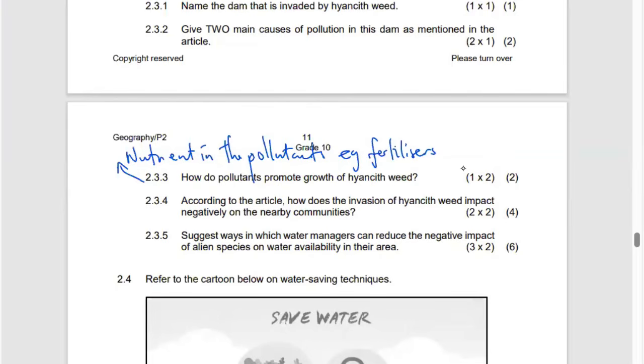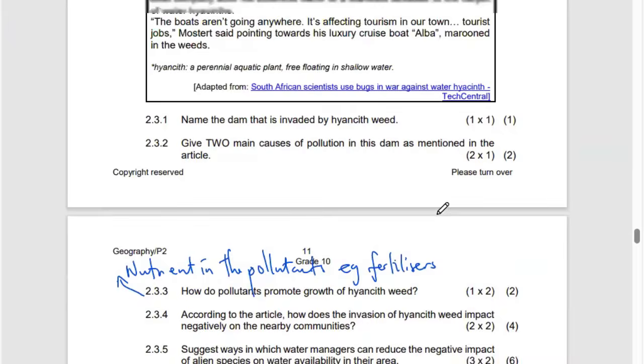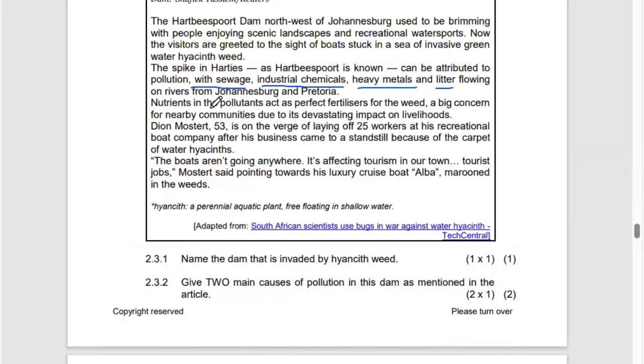So we end up having such typical problems because of the nutrients being added to the water, which will facilitate the fast growth of such a weed, and it will end up invading the whole water body. Right. The next question is saying, according to the article, how does the invasion of hyacinth weed impact negatively on the nearby communities? If we just try to check, nutrients in the pollutants act as fertilizers for the weed. That is the response. Big communities, devastating livelihoods.